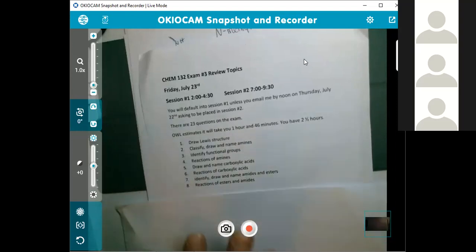Oh no. All right. So here, can you guys see this is our review topic sheet, right? Are you seeing my camera? Yep. So Lewis structures and bonding rules, I absolutely will throw out a help sheet on that. You should know this just based on bonding rules. I just threw it in as an extra question. Classify, draw, and name amines. We've done that. We still have a whole bunch to go. Identifying functional groups. We got nowhere tonight on that.